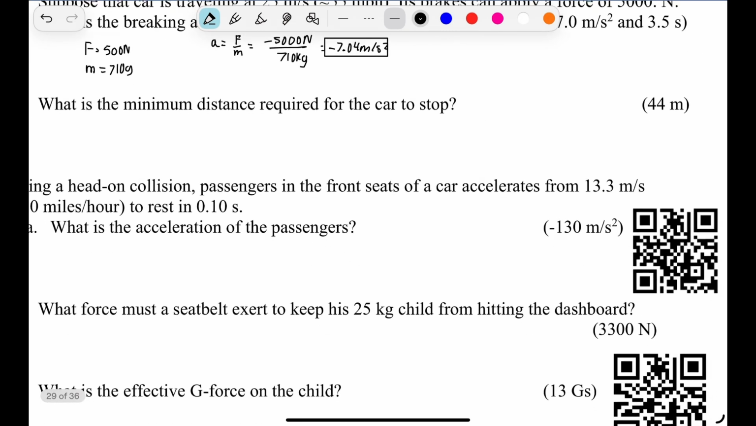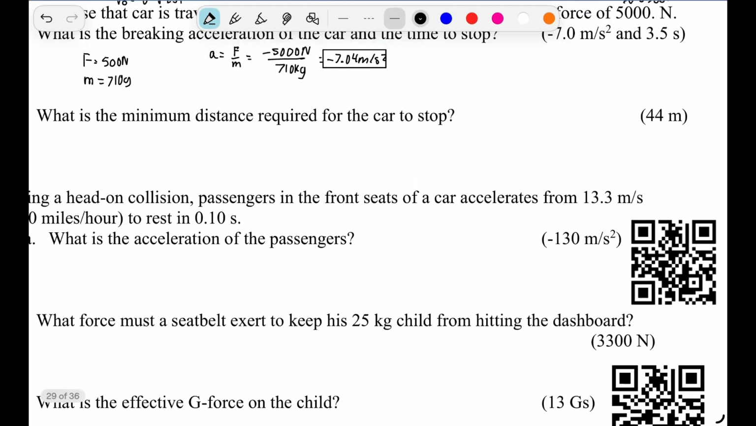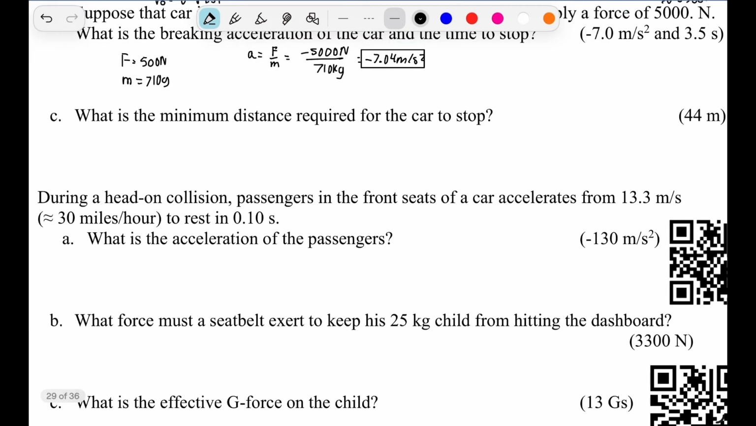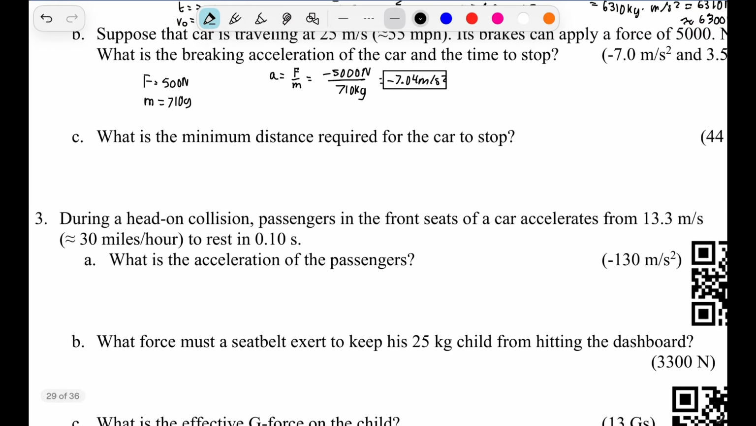What is the minimum distance required for the car to stop? So we know that V is equal to V initial plus your acceleration times time. So 0 is equal to 25 plus negative 7 times t. Negative 25 is equal to negative 7t. T is equal to 3.57 seconds. So this is approximately 3.5 seconds.